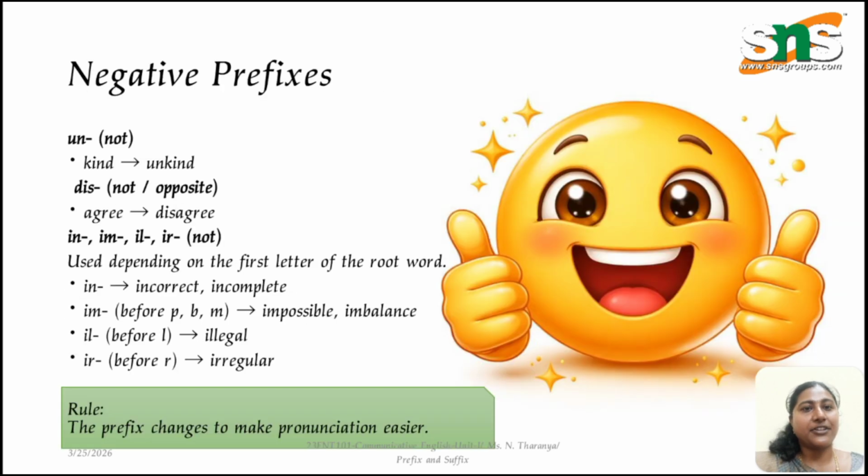The negative prefixes are un, dis, in, im, il, ir. So, these are all used depending on the first letter of the root word. For example, in is used in front of words like incorrect, incomplete; im before p, b and m: impossible, imbalance; il: illegal; ir: irregular. The rule for these negative prefixes is that the prefix changes to make pronunciation easier.